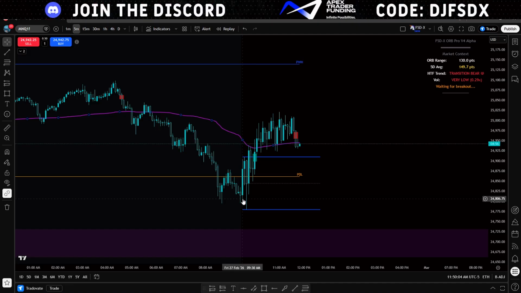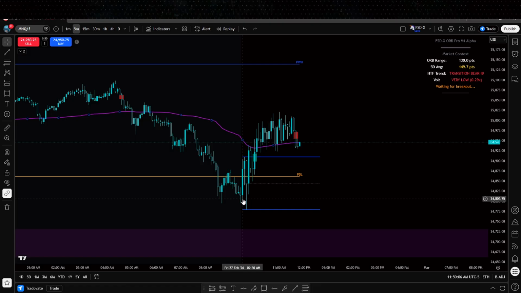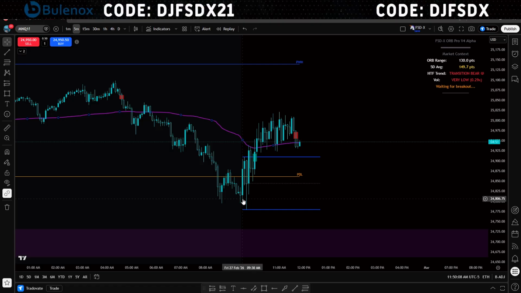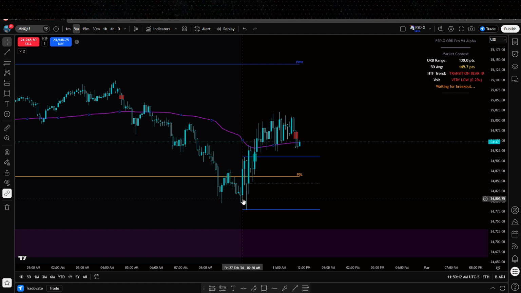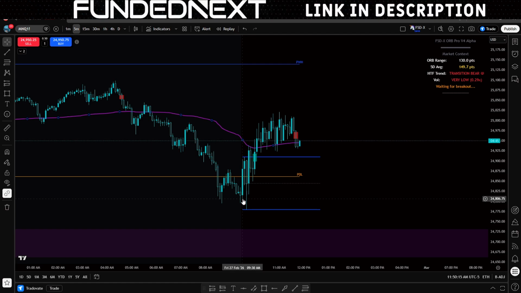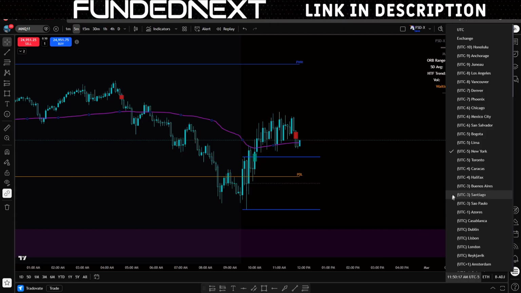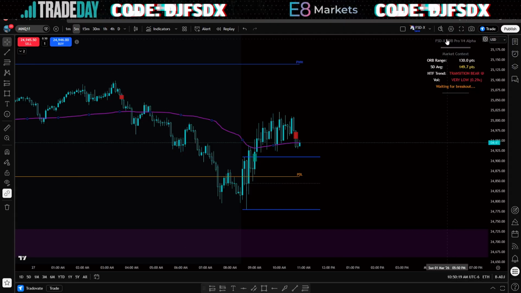So no matter what time zone you're on, as long as it says 8:30, you're fine. If you want to do London session, the London session starts at 2 a.m. As long as it's set to 2, no matter what time zone you're in, it will be correct. It is anchored to that time zone. So no matter what you do, it will just stay locked.